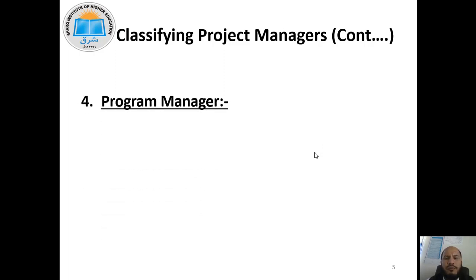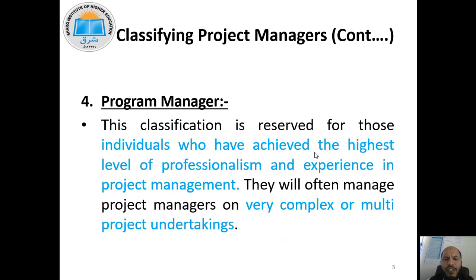The fourth type of project manager is called the program manager. So who is the program manager? This classification is reserved for those individuals who have achieved the highest level of professionalism. The program manager is the most professional person. He is the most experienced person in project management, and he will often manage project managers on very complex, multi-project undertakings. So he is responsible for many projects, much more complex projects, and he has high experience in managing projects and project activities.